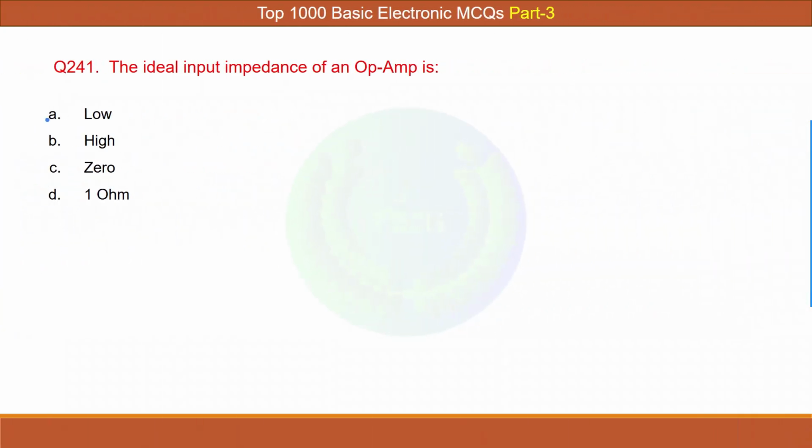Next question, question number 241. The ideal input impedance of an op-amp is option A low, option B high, option C 0, option D 1 ohm. The answer is option B high. Next question, question number 242. The ideal output impedance of an op-amp is option A low, option B high, option C medium, option D infinite. The answer is option A low.